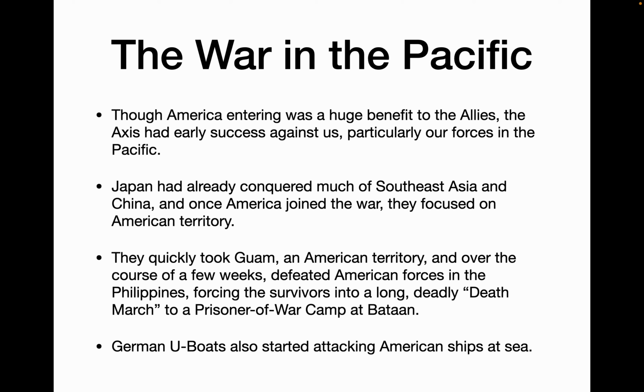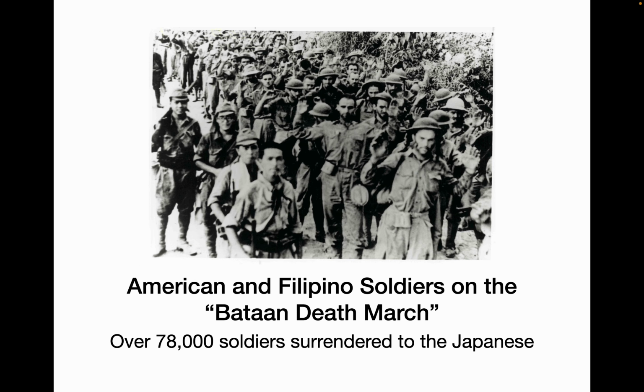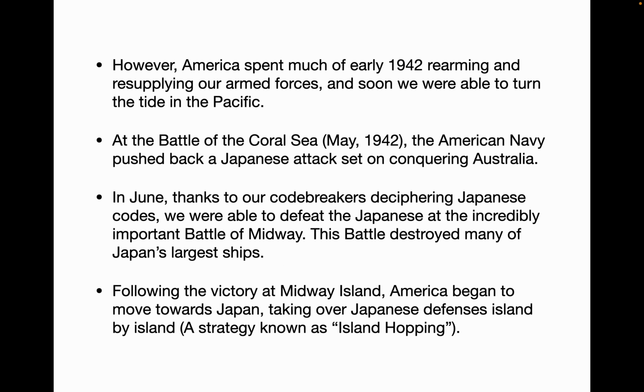And the prisoners of this were forced on a long and brutal, deadly death march to a prisoner of war camp at a place called Bataan. So the Bataan Death March was really bad for Americans. We also see that German U-boats are starting to sink American ships at sea, too. So here are American and Filipino soldiers on this Bataan Death March. Over 78,000 soldiers surrendered, and thousands died along the way due to disease, starvation, malnutrition, and straight-up murder by the Japanese troops. If you weren't walking fast enough, they were known to just behead people.